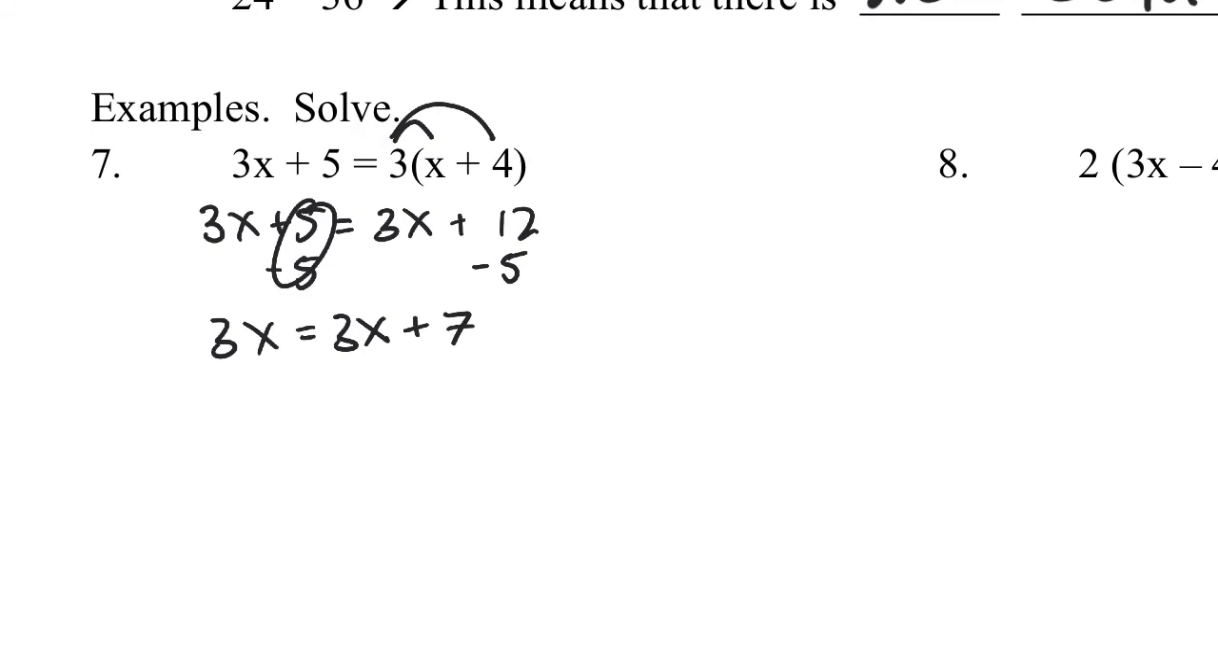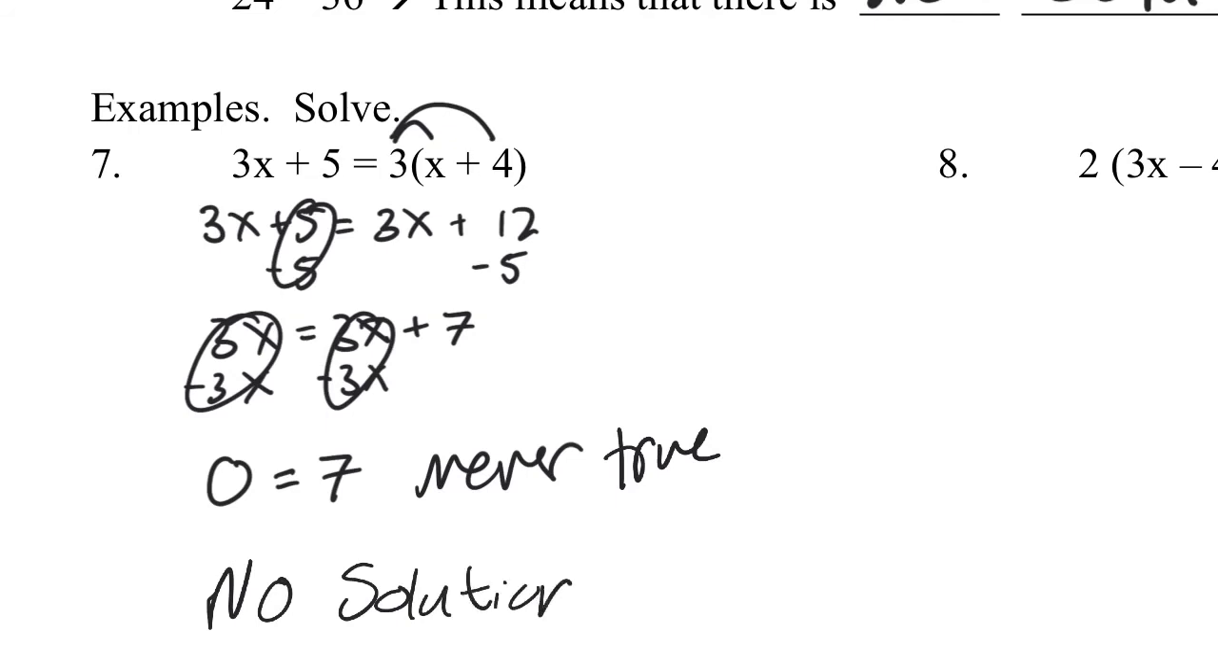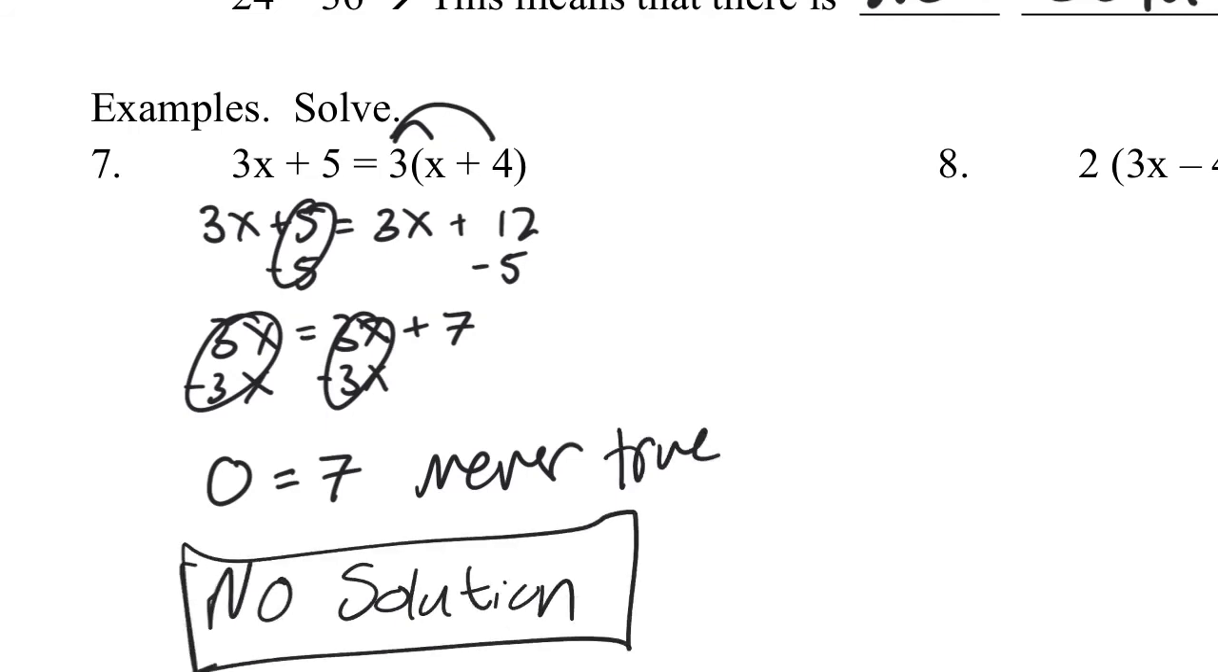Now I want to get my x's all on one side, so I'm going to subtract this 3x on both sides. It zeroes out here and here. So we get 0 equals 7. Well, that's never true, right? 0 will never equal 7. So that means we will have no solution to this problem. All right, no solution.